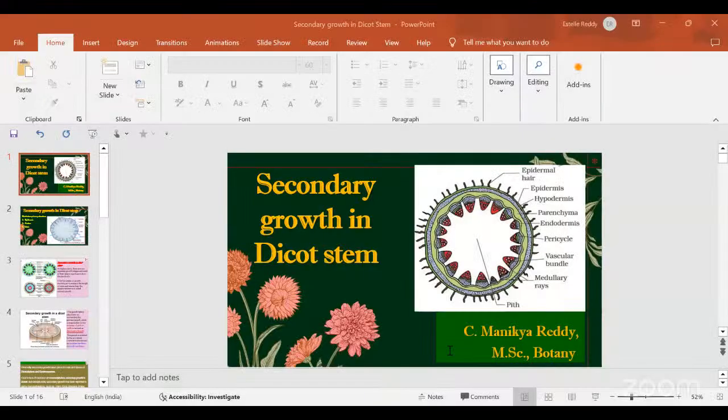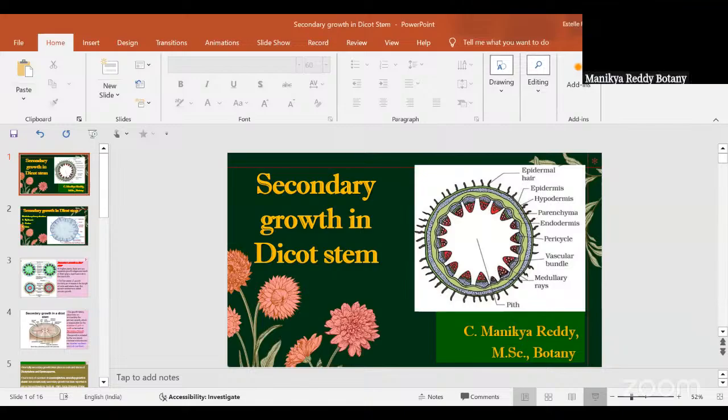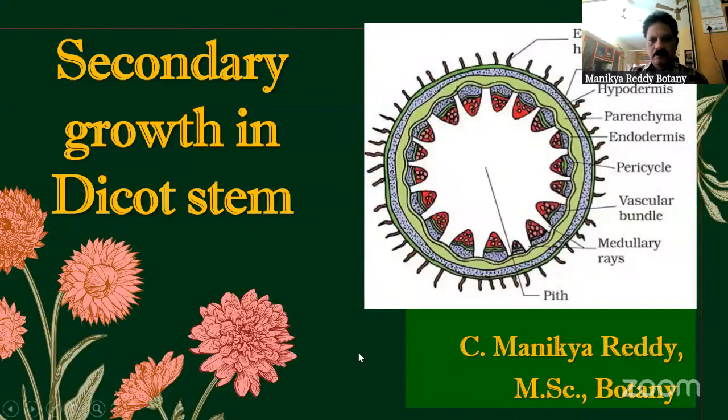In dicot stem. So, in the slide, the first image shown is the primary structure of dicot stem. Already we have discussed this in previous sessions. The vertical section of dicot stem shows three parts: epidermis, cortex, and stele.